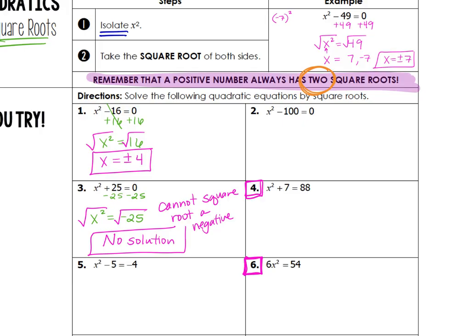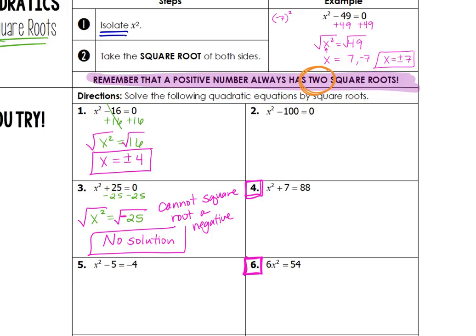Isolate, square root. Wait, why is number 3 no solution? You cannot square root a negative number, and when you moved that 25 over, it became negative. So if you plug the square root of negative 25 in your calculator, it's going to tell you like syntax error or something. You can't do it. There's no number that if you multiply it by itself, it equals a negative. Because a negative times a negative is a positive, and a positive times a positive is a positive.